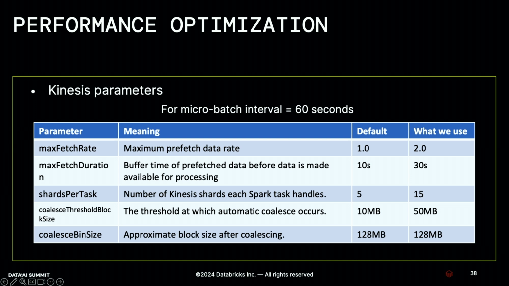Max fetch rate is the maximum data rate for prefetching. We set it to 2, which is the maximum we can set. Max fetch duration is how long we buffer prefetch data. A larger max fetch duration gives us better performance. Since Spark can read data from Kinesis pretty fast, we set shards per task larger than the default to let each Spark task handle more shards. We force Spark to coalesce small partitions to bigger partitions by adjusting coalesce threshold block size.